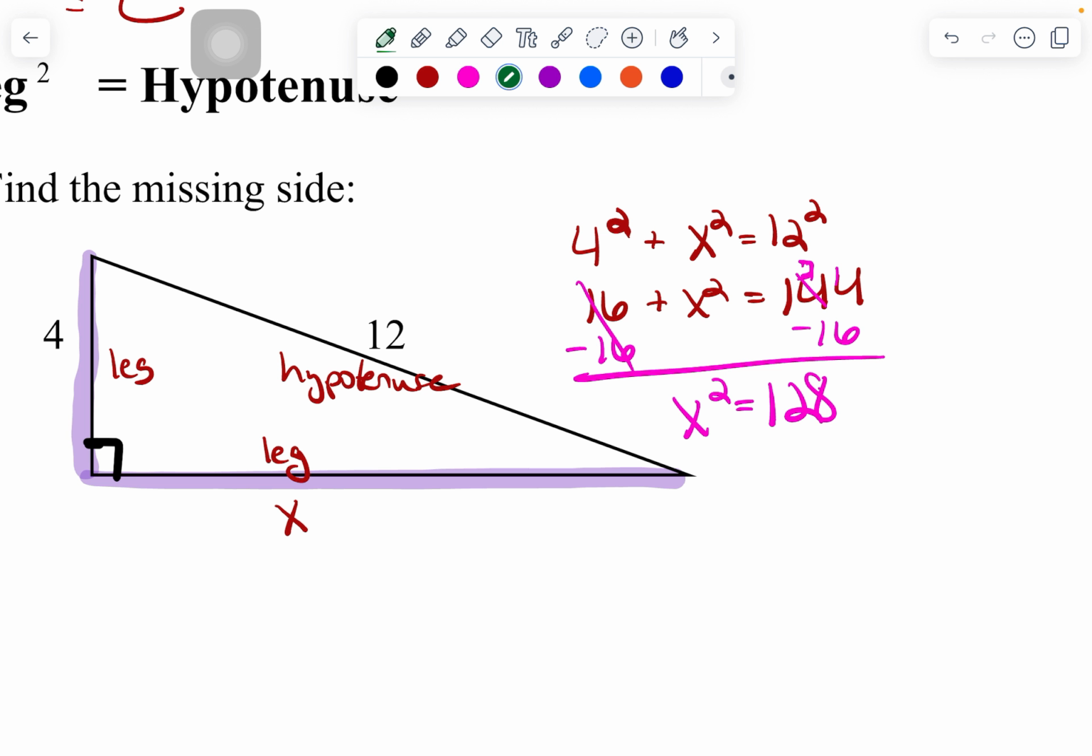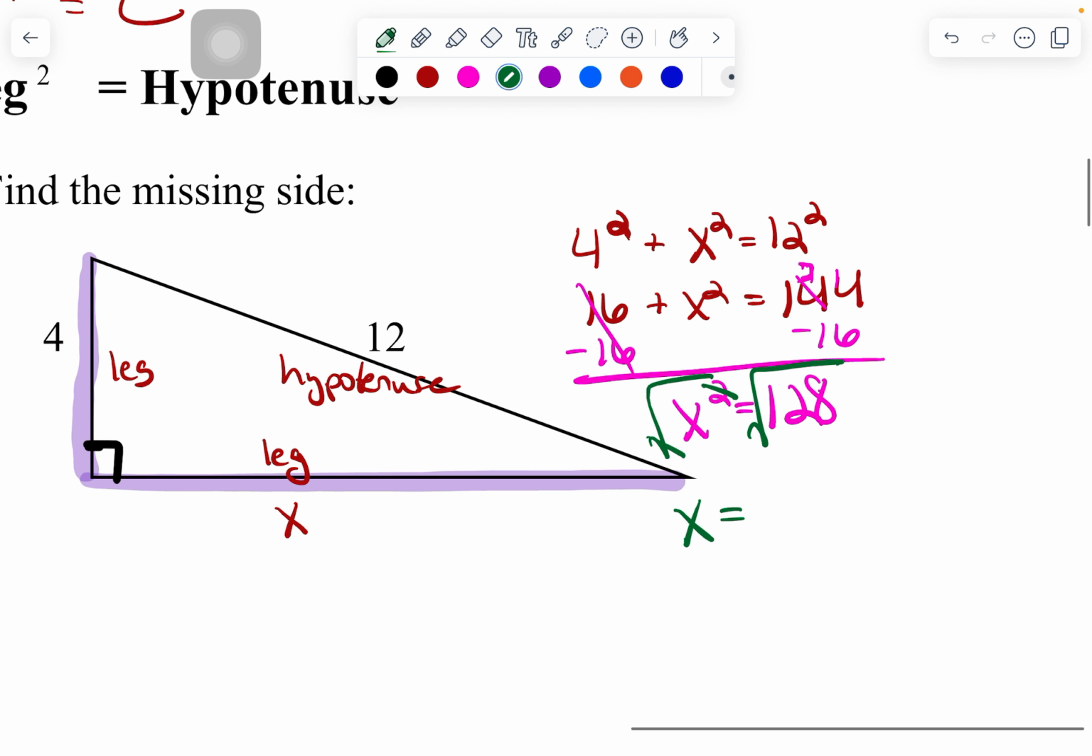So here's the thing. When I take the square root of this, unlike 25, I know that the square root of 128 isn't a nice, perfect answer. So if I look at perfect squares or a prime factorization, something like that, I want to see if I can simplify that 128. If I'm using my perfect squares, it's 64 times 2. So 64 times 2 is 128.